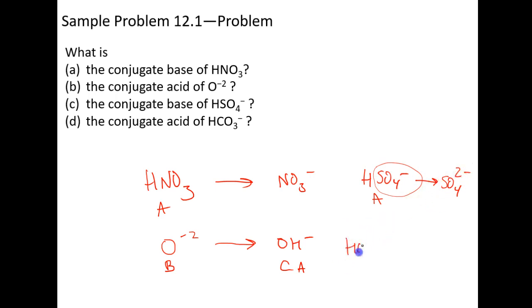And then finally the HCO3 minus, I want the conjugate acid, that means it's acting as a base, so it's going to accept the proton. So we're going to add an H plus to this, so it becomes H2CO3. And the minus charge balances out with a plus charge.